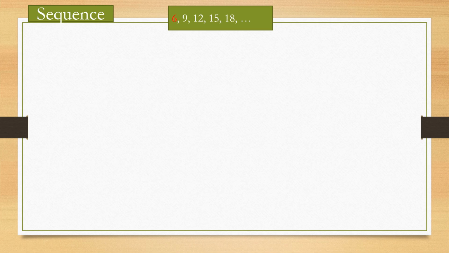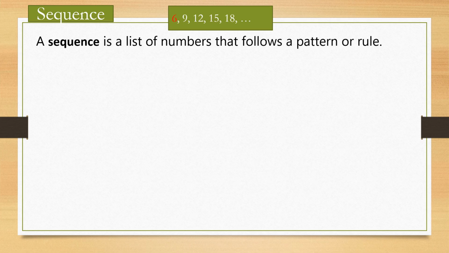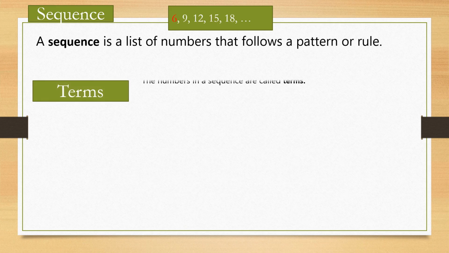So what's a sequence? A sequence is a list of numbers that follows a pattern or rule. For example, if you look at this list 6, 9, 12, 15, 18, this one is a sequence. Each number in this list is called a term. The first number in this list is called the first term. Now we are going to take two types of sequence.